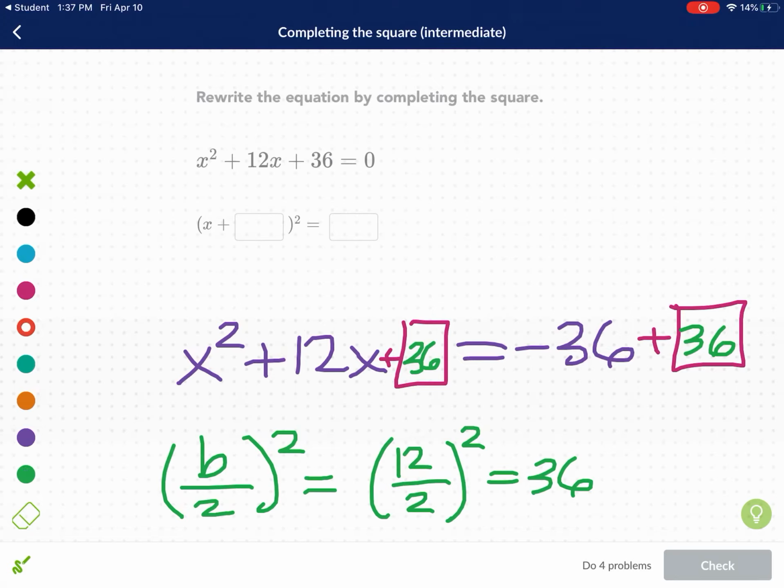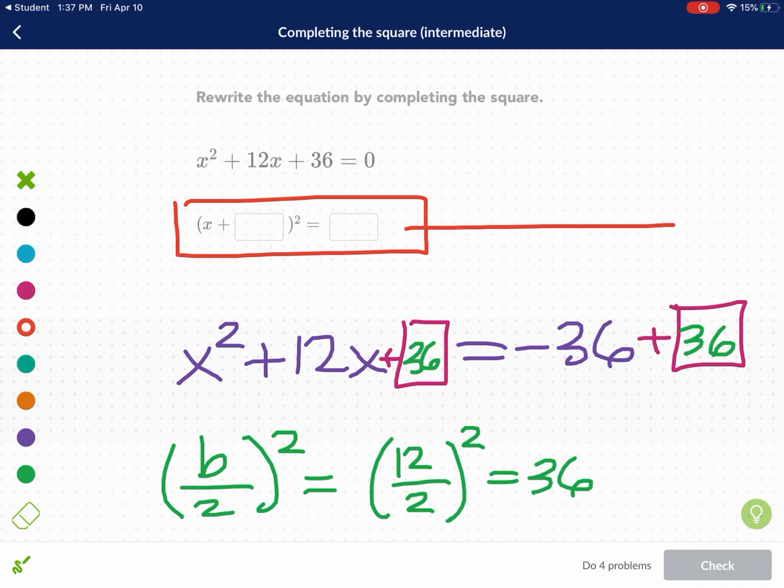As far as this is concerned, for our blanks, this blank right here is the result of adding these two numbers together. So for this particular problem, it's actually going to be a 0.